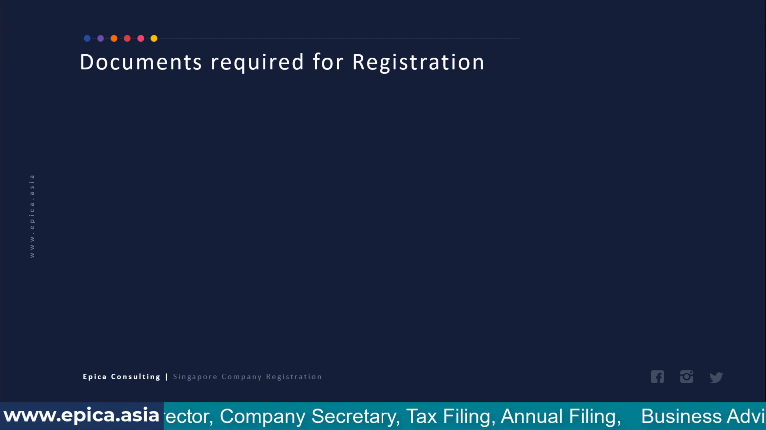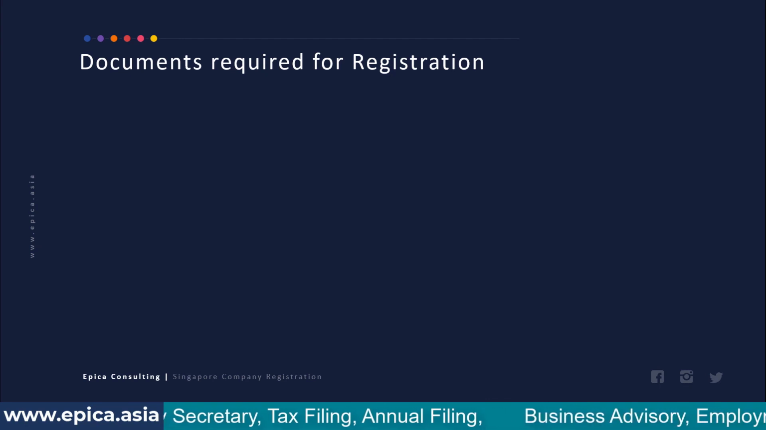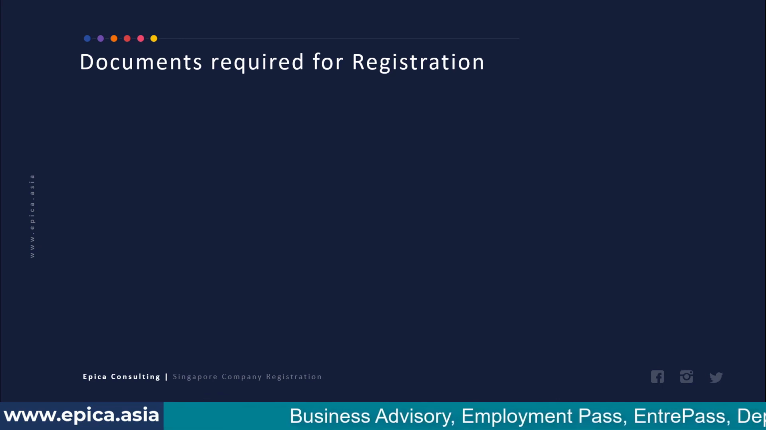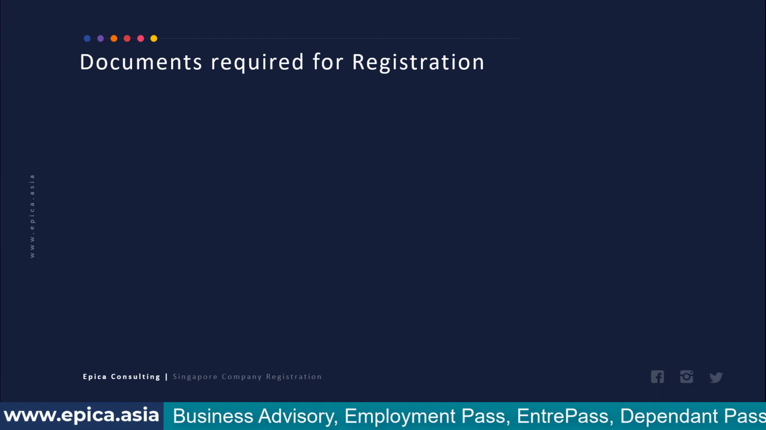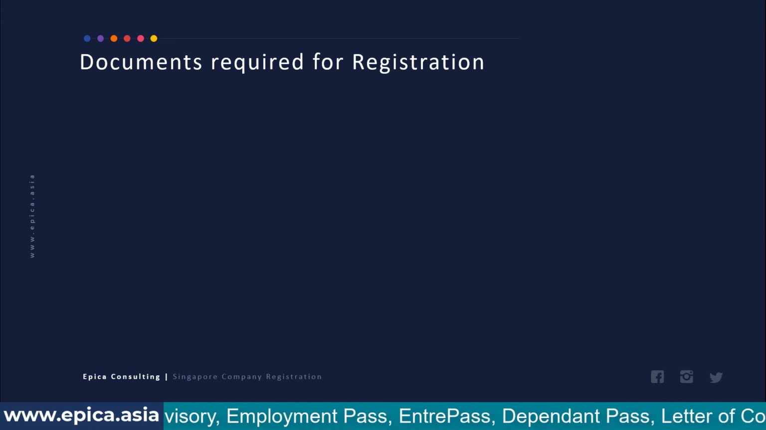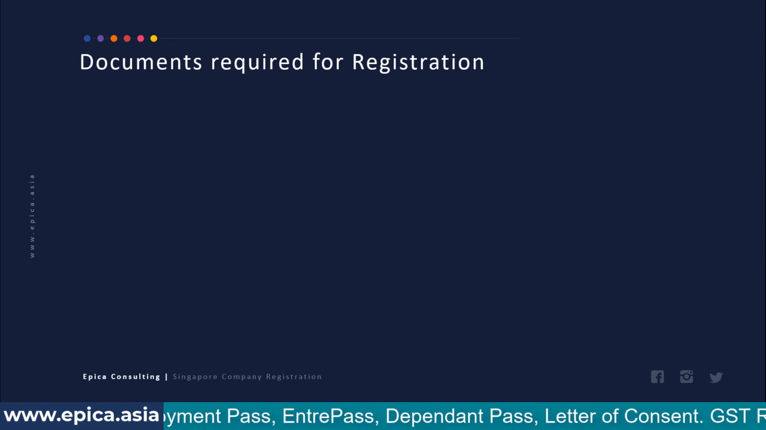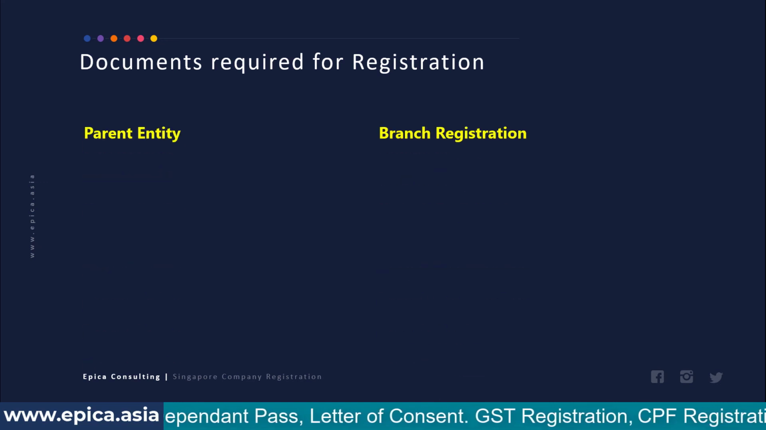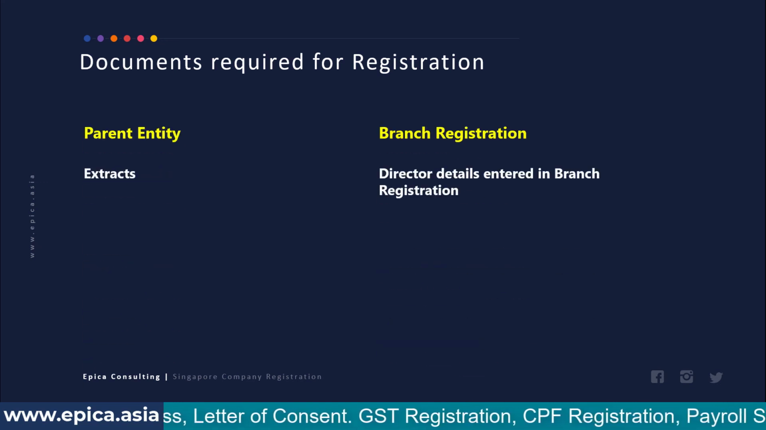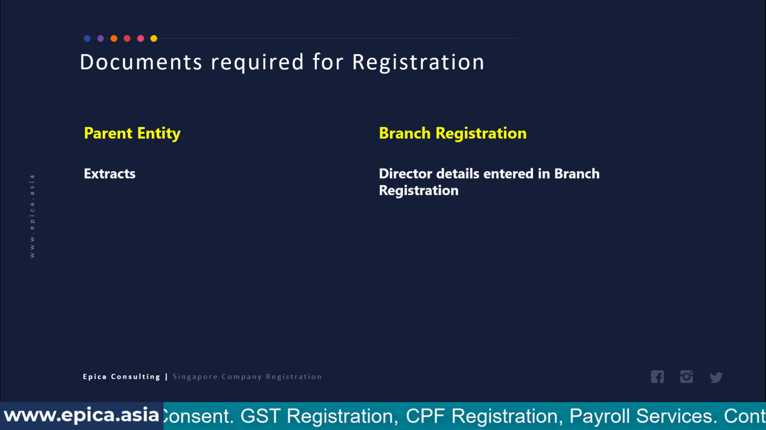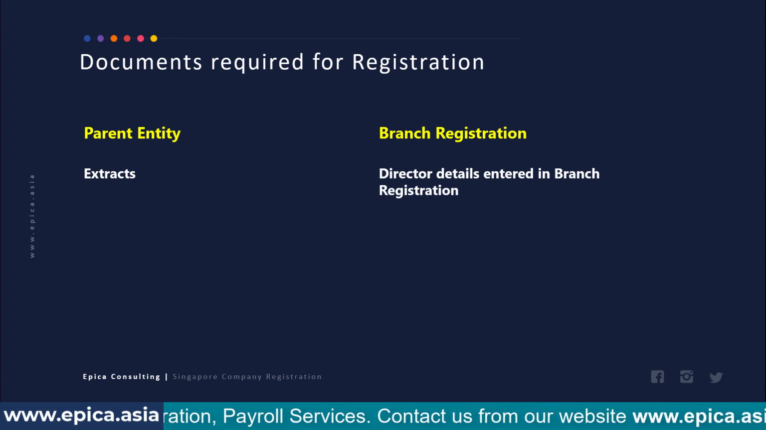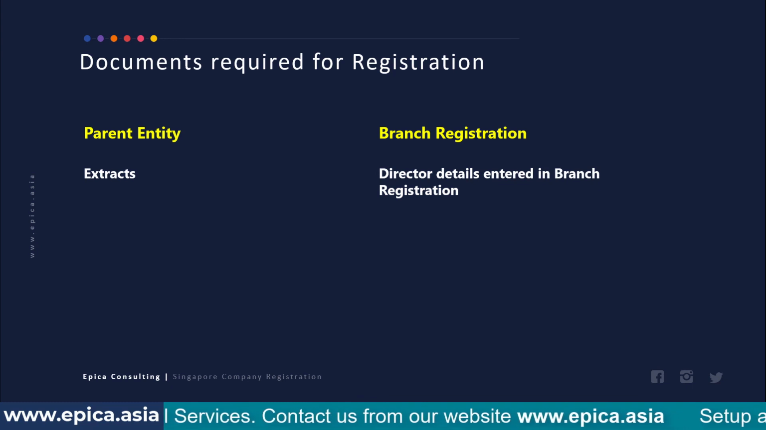Moving on to the next slide, here we refer to the documents required for registration. Since you are registering a branch here, which is an extension of your home country company in Singapore, some of the documents and details from the home country will be lodged at this point. Again, extracts are required. The directors' details from the home country company will be entered at the time of branch registration, so every director's details are required to be registered.